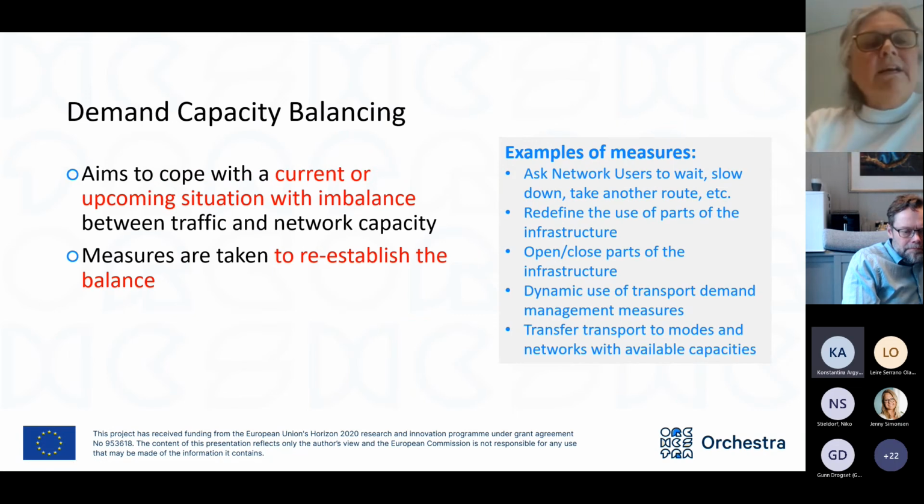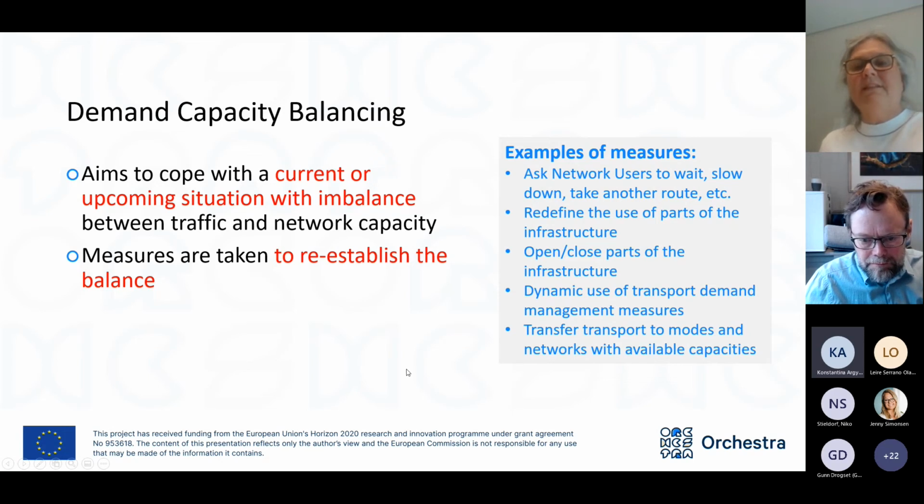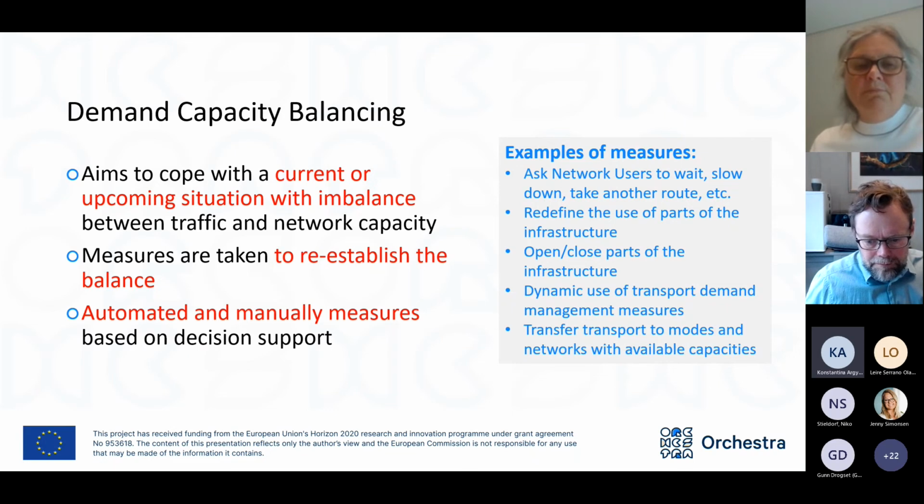The other concept is the demand capacity balancing that has to come into place when there is an imbalance between the volumes and the capacity, for example, due to some unforeseen or foreseen or planned situation. So the measure is to re-establish the balance. It can be to communicate with individual network users. It can be to redefine the use of the infrastructure, open and close parts of the infrastructure. It can also be to use the transport demand management measures in a more dynamic way, and also to transfer transport to other modes and networks. So this can partly be automated, but many of the measures also have to be manual.